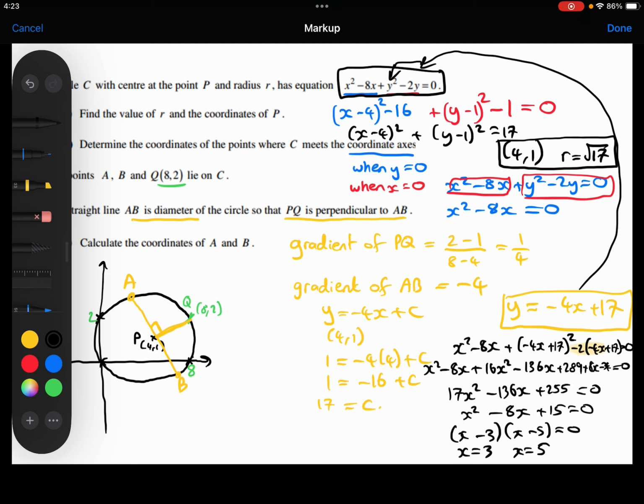And I can now substitute those back to get the y coordinates. So if I substitute 3 here, I get 5. So when x is 3, y is 5. And then if I substitute the 5 in here, so when x is 5, y is -3.